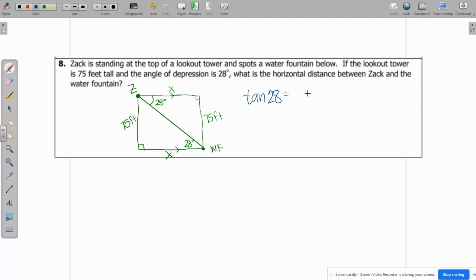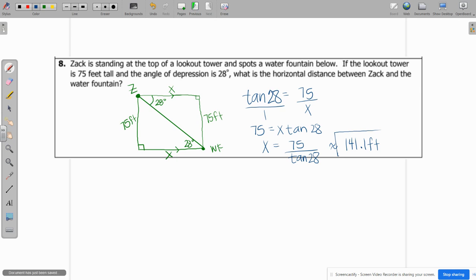So the tangent of 28 equals 75 over x. So one more time, we're solving this proportion. 1 times 75 should equal the other cross product, which is x times the tangent of 28. So to isolate x, we would divide both sides by the tangent of 28. So in our calculator, we would do 75 divided by the tangent of 28, and that would give us approximately 141.1 feet. So the horizontal distance, so not this distance straight from Zach to the water fountain, but the horizontal distance from basically the base of the lookout tower over to the water fountain. This would be about 141 feet away.